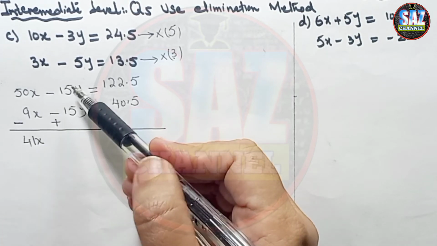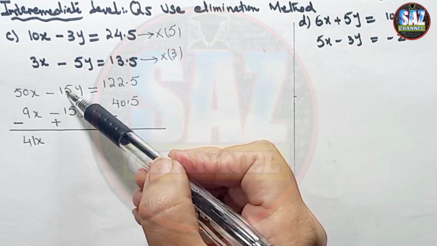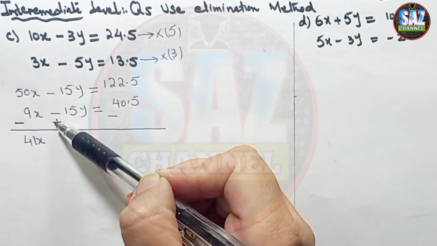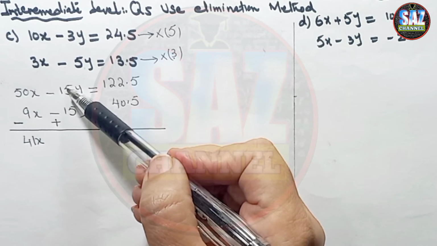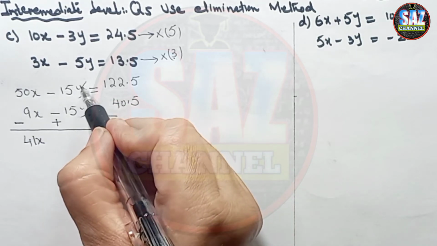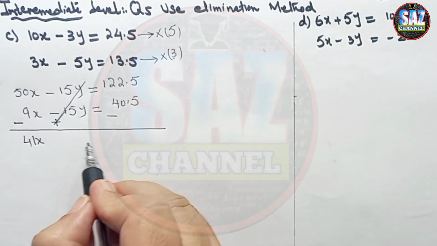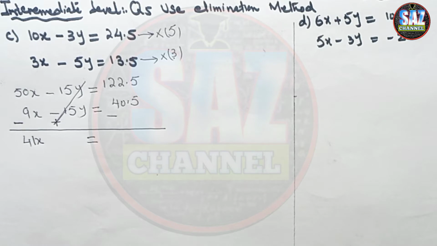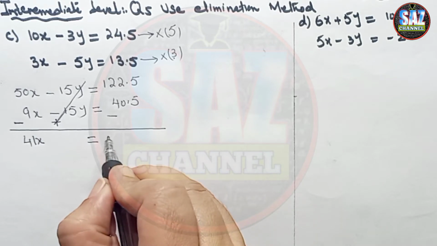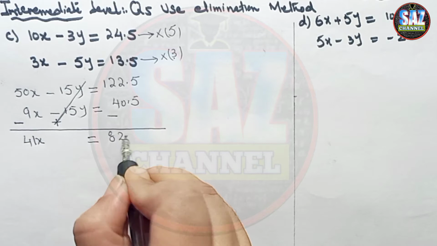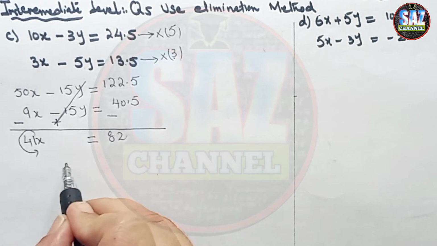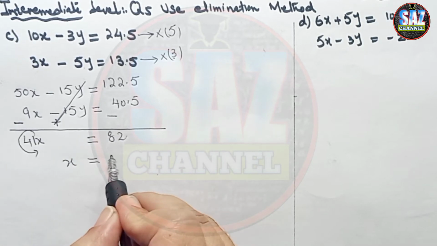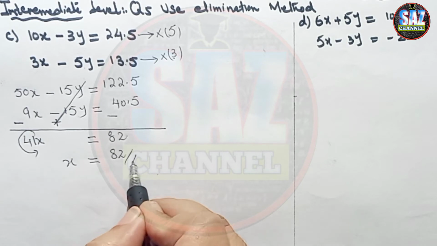Now coming to the y term, we can see that y has minus sign here and y has the positive sign. So we have the same coefficient, opposite signs, so we can remove y here and I will have only x with me. Now what I have to do, I have to take away 40.5 from 122.5. 122.5 minus 40.5, this will give me 82. So in order to get value of x, we have to shift this 41 to other side. 82 by 41.